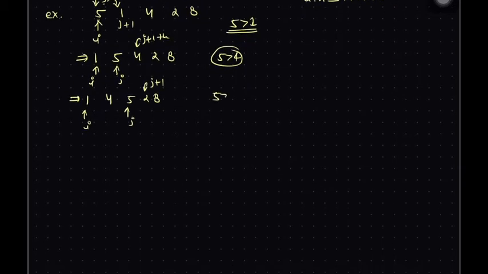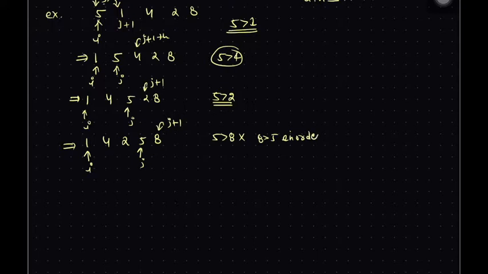Now if we compare 5 with 2, we again see it is out of order, hence we will again make a swapping. Now j being here and j plus 1 being here, we compare 5 with 8, we find 8 is greater than 5, that means they are in order, and hence there is no requirement of swapping. Swapping is not required. Now this is the end of one pass, or say iteration.